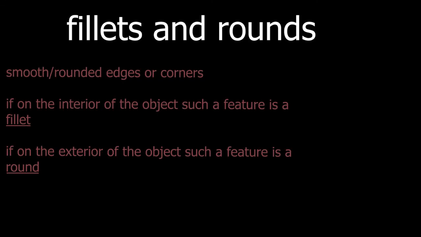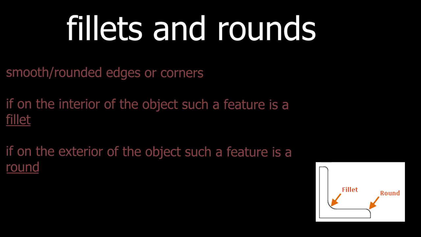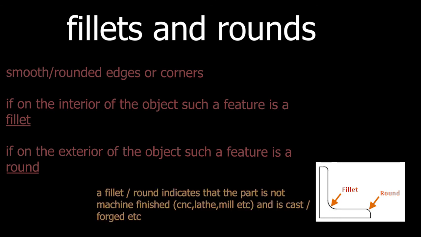A fillet is any edge or corner of a part that is smoothed out. If it's on the interior, it's a fillet. If it's on the exterior, it's a round. It will be clarified using this diagram.